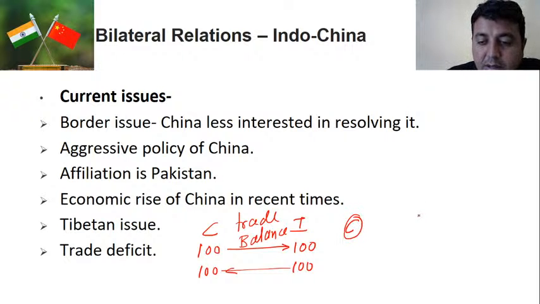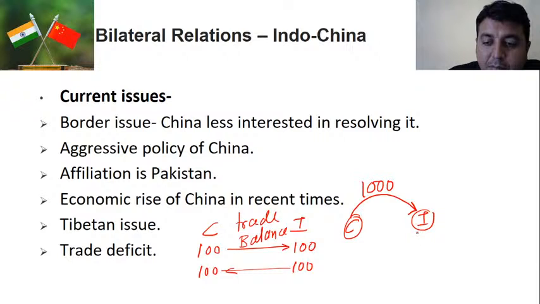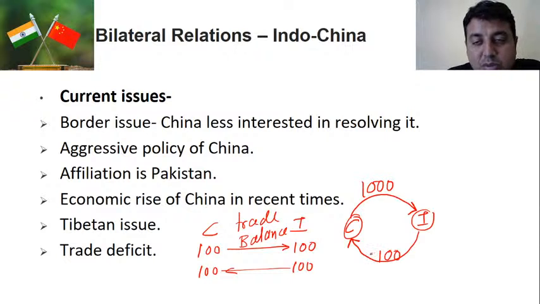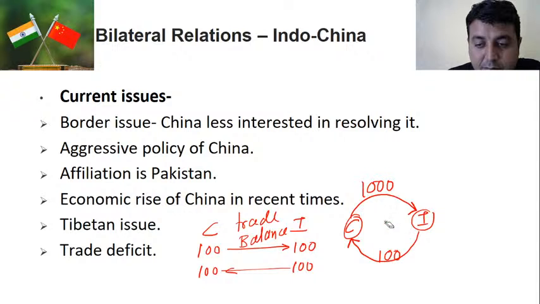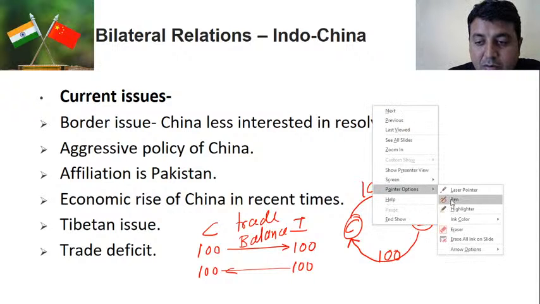Suppose here is China and here is India. China is selling a product to India worth ₹1,000, and India is selling a product worth ₹100. Don't you think this balance gets disturbed? Earlier the trade balance was there. How is it disturbed? Because India is importing more and exporting less. So this trade is in favor of China.